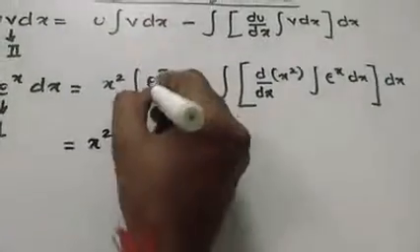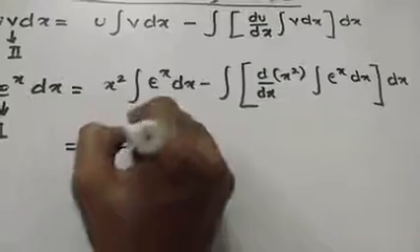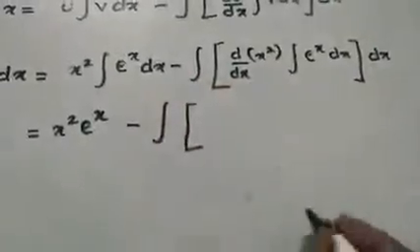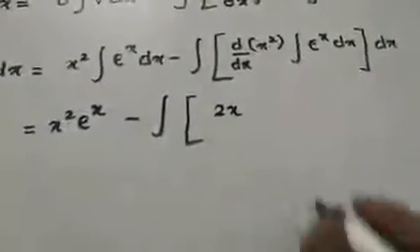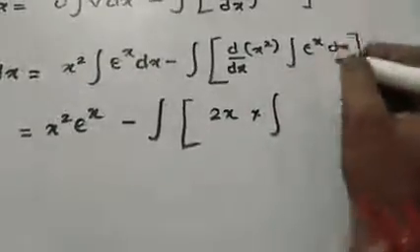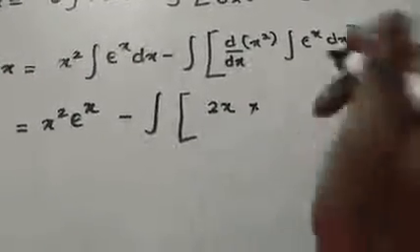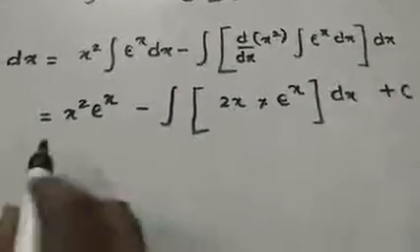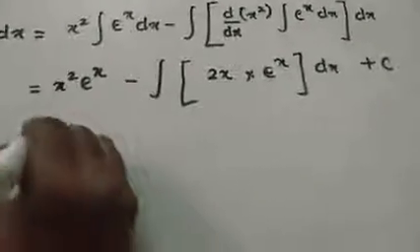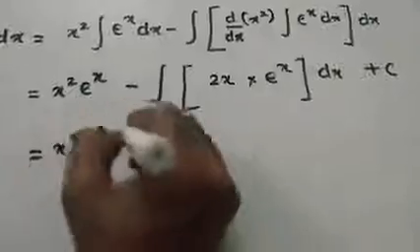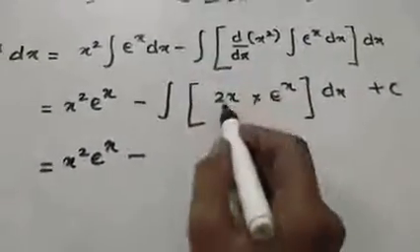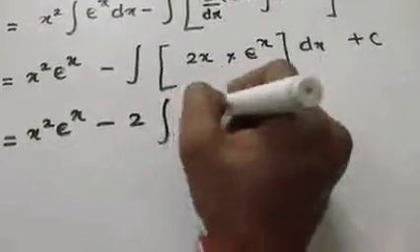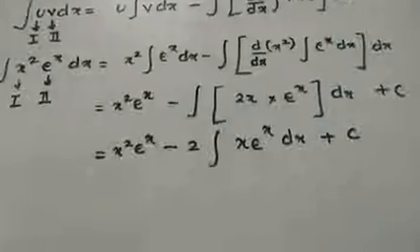Okay, x square times the integration of e to the power x, which is e to the power x, minus the derivative of x square, which we know is 2x, into the integration of e to the power x, which is e to the power x, dx, plus c, because one integration is already solved. So x square e to the power x minus, and 2 is a constant, so let us take 2 out of the integration: 2 times the integration of x into e to the power x dx, plus c.